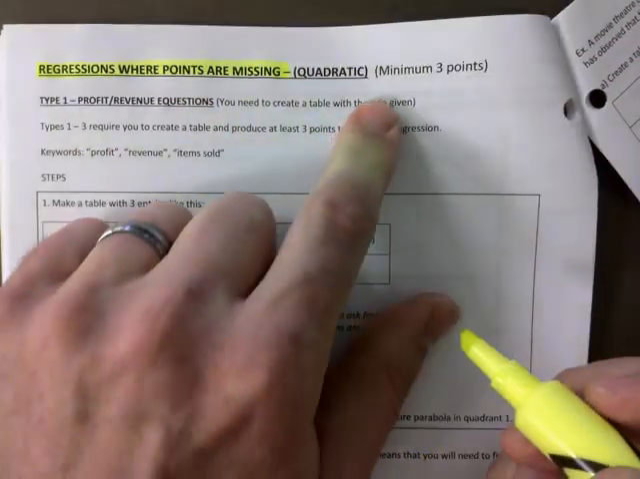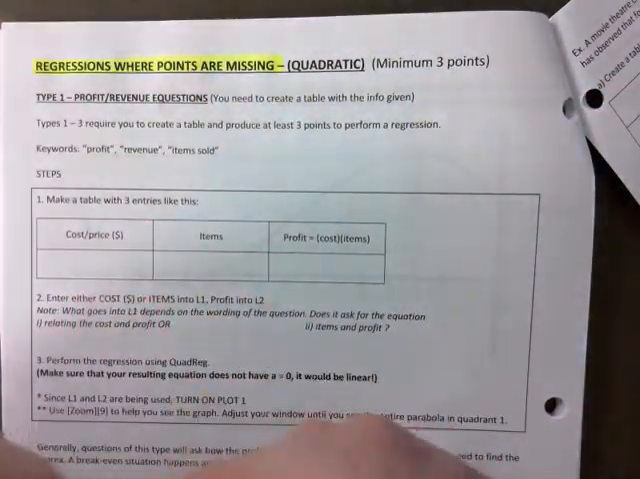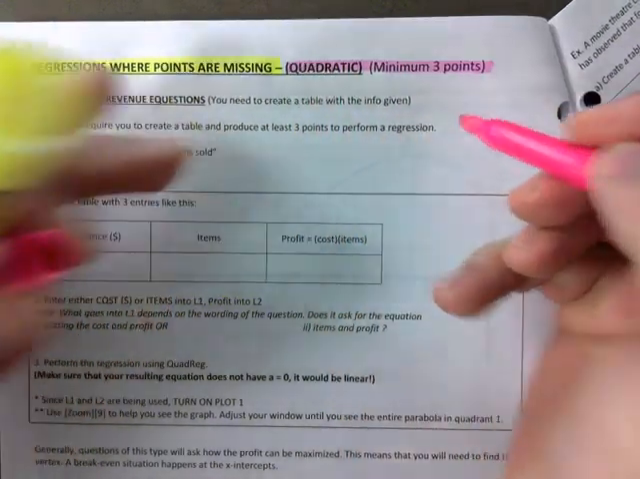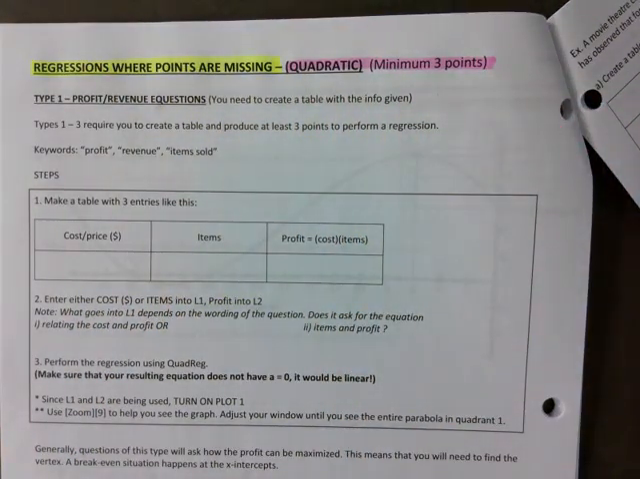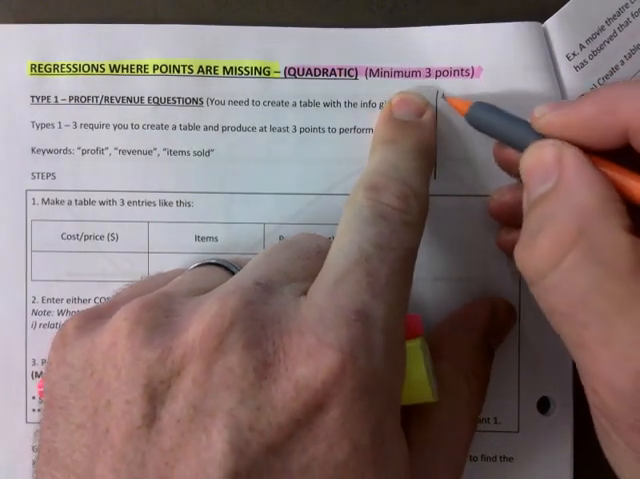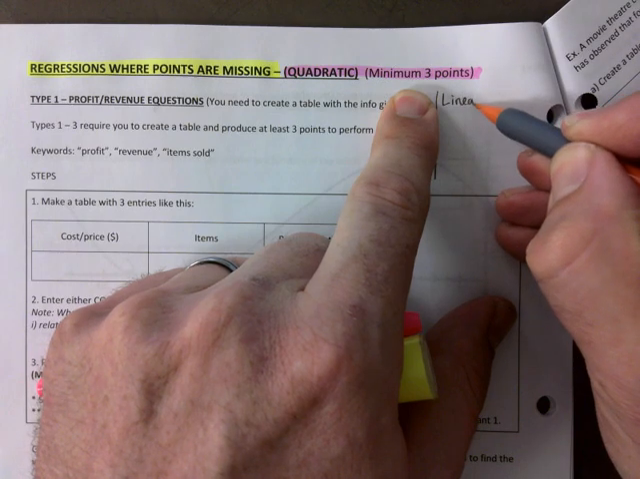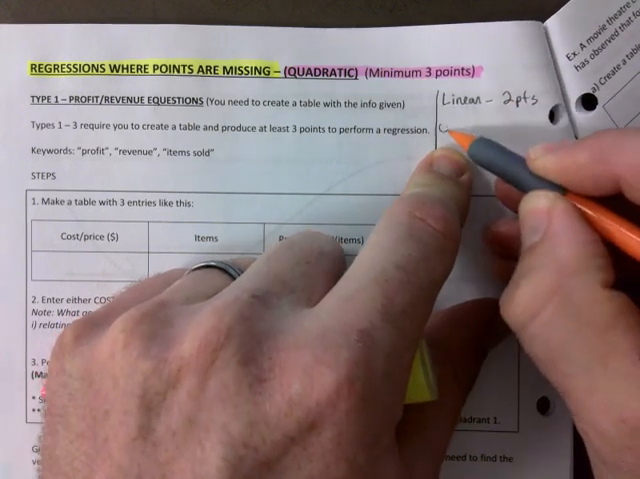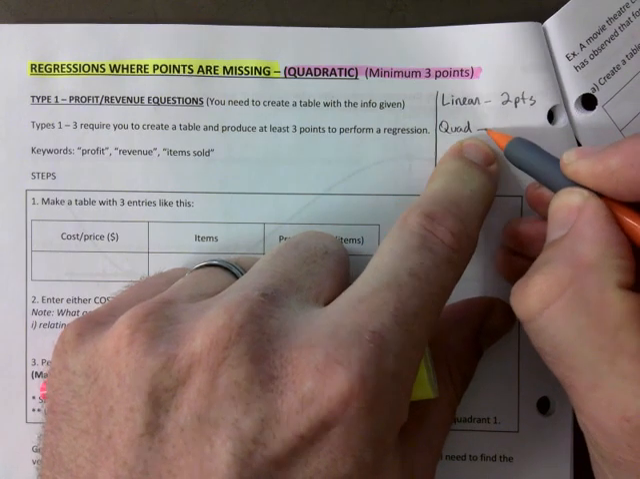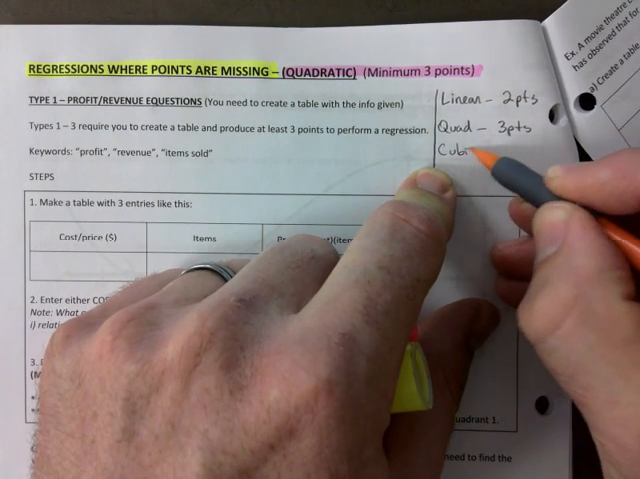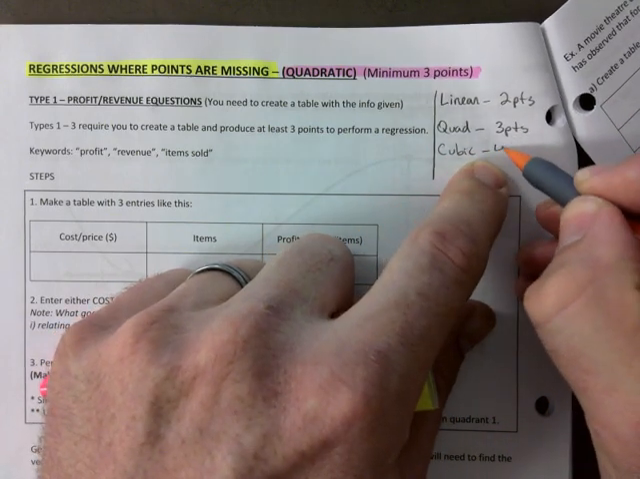And for a quadratic, I'm going to use a different color for this. For a quadratic, you need a minimum of 3 points. Maybe I'll say this here on the side. For linear, you need 2 points. Quadratic, you need a minimum of 3 points. Cubic, what do you think? 4 points.